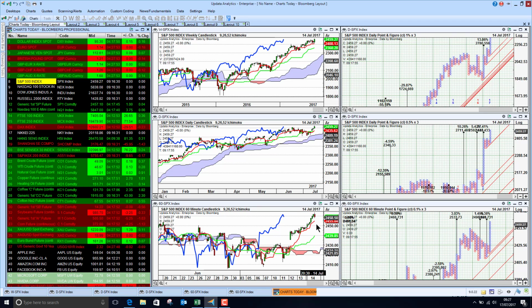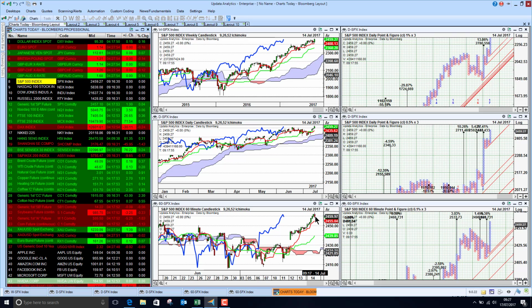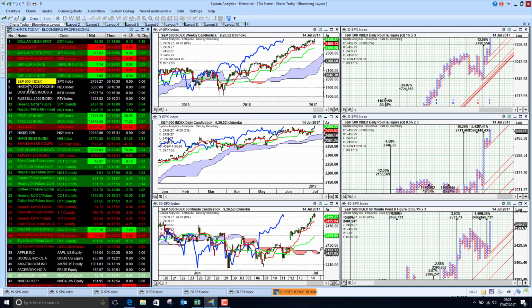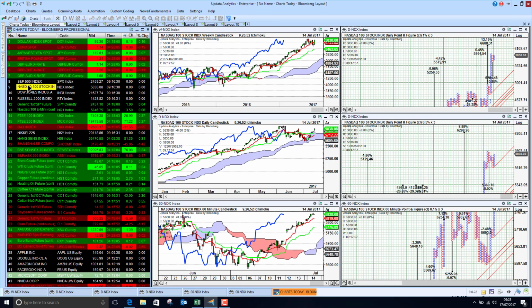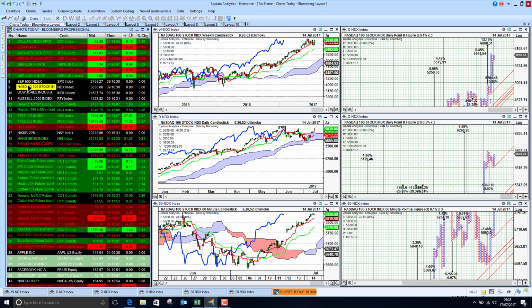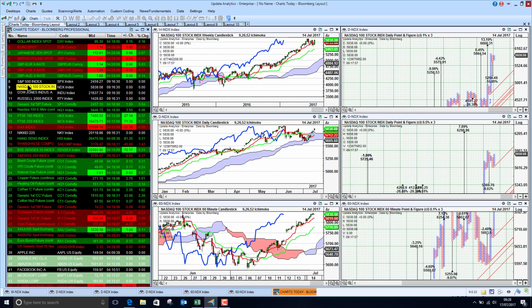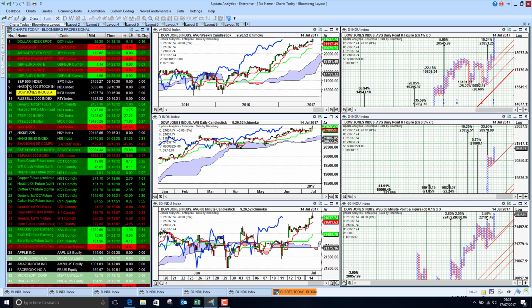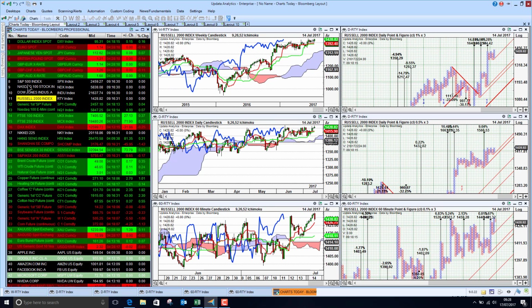Closed the last bit of the session, just came back a bit, but did end the week on a high note, moving to a new all-time high. So that's of course bullish for the market. And looking at the Nasdaq, not quite at a new all-time high, but the recovery well and truly underway here on Friday. Dow Jones again moving higher to a new all-time high as well. So we're seeing very strong US markets again.